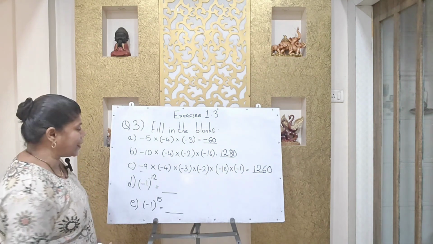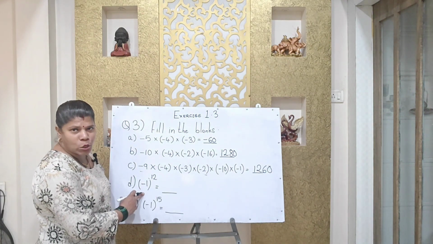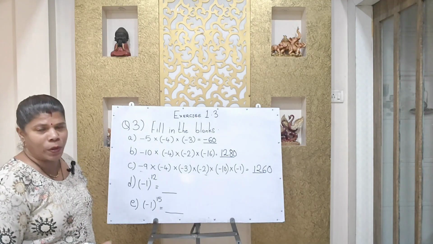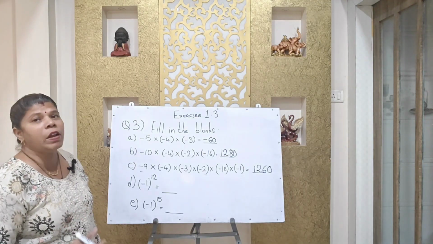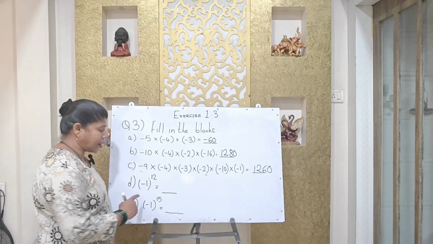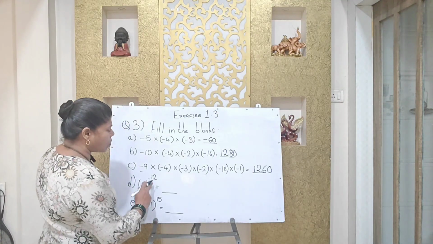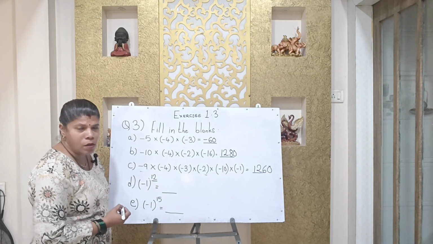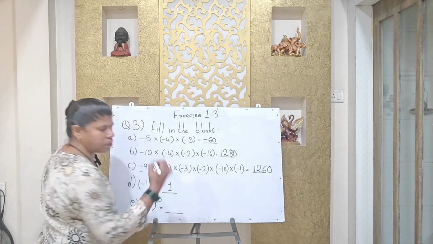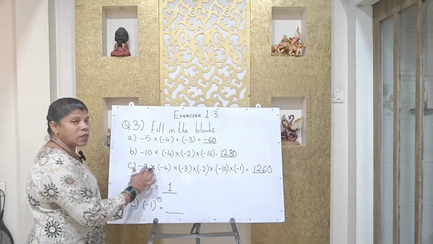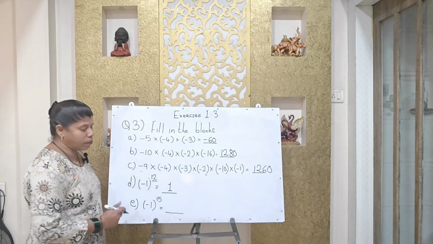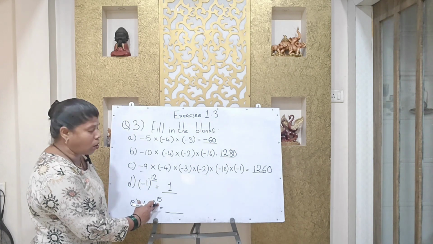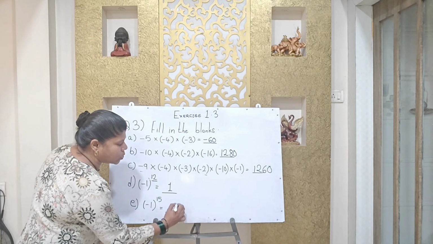Yesterday we learned the rule that if the base is minus 1 and the power is even, the answer will be positive. Okay. Now see here, minus 1 to the power 12. 12 is an even number. So the answer will be positive 1. If the power is even, then the answer will be positive 1. Here the power is 15. 15 is an odd number. So the answer will be minus 1.